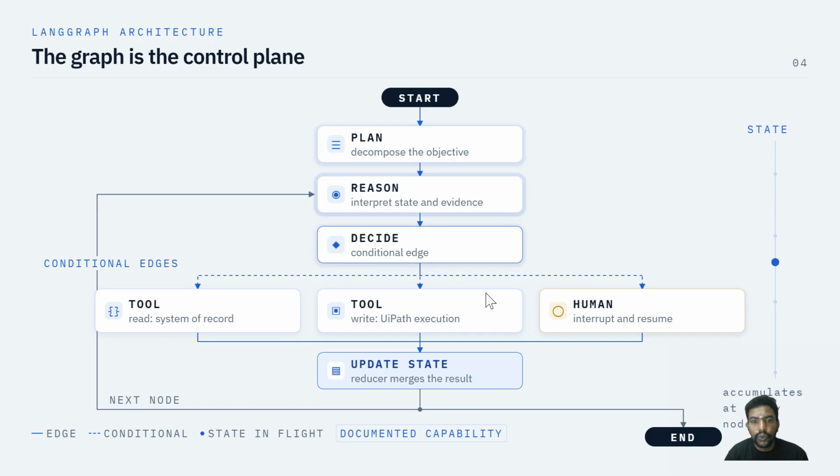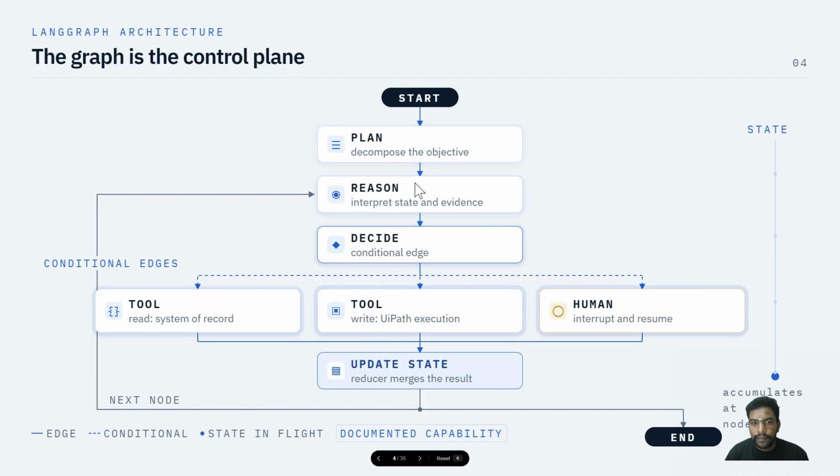Compare that to a generic agent loop where the model decides what happens next on every single turn. Here, the model influences which edge gets taken, but the set of edges is fixed, reviewable, and testable.